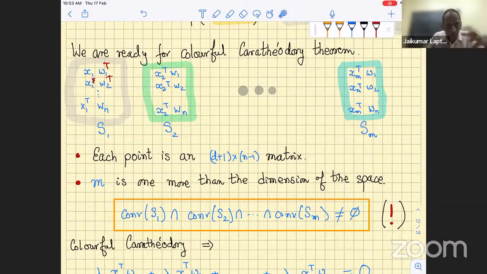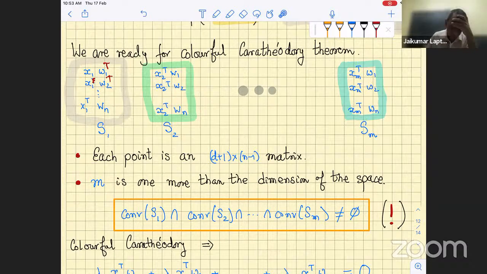But the Wi's all add up to 0. So the 0 matrix, yeah, if you take the average of these matrices, it will be the 0 matrix. The average of these matrices is also the 0 matrix. The average of these matrices is also the 0. So the point 0 is common to all these convex hulls.